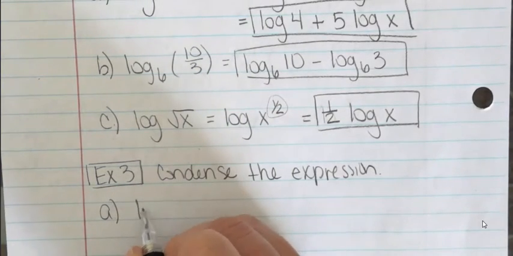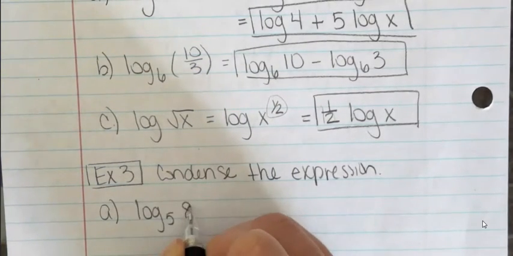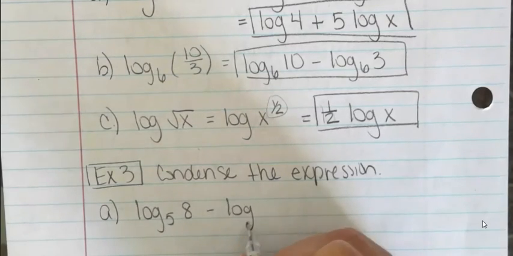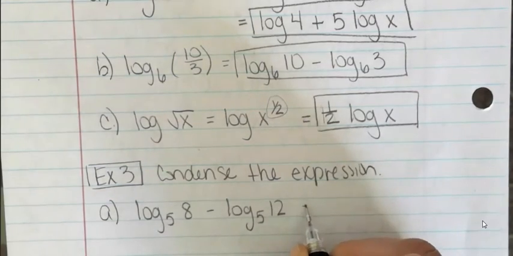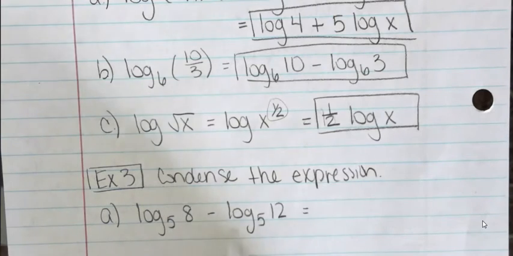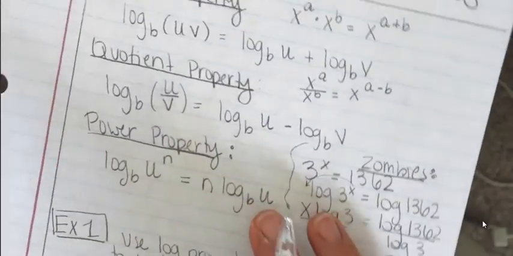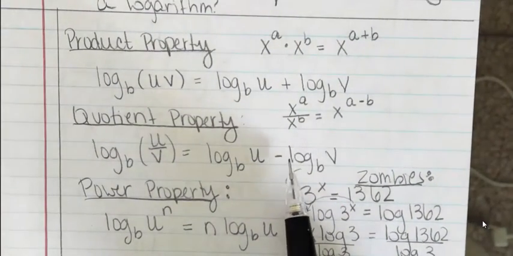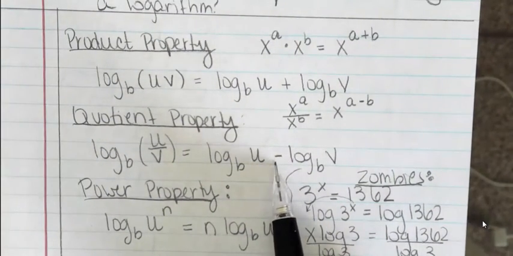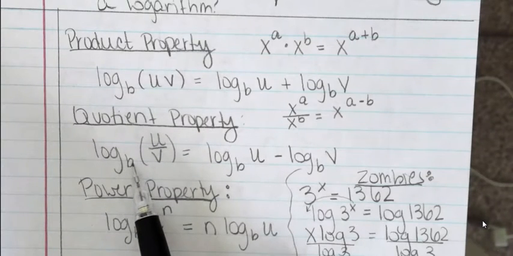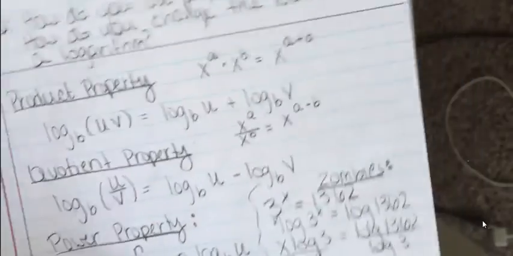Okay, so let's say I give you log base 5 of 8 minus log base 5 of 12. Well, notice that this is a difference of two logs, and both logs have the same base, right? So I can condense it by using one of my properties. Now, which property has subtraction in it? The quotient property, right? So I'm going to make it back into one log of some quotient.